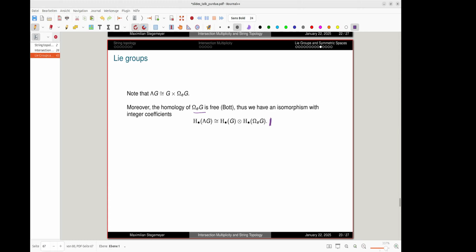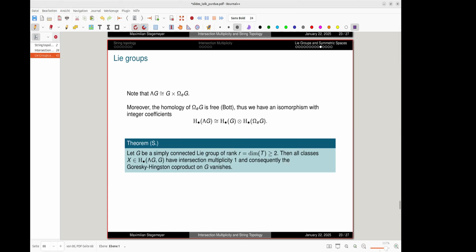Since this homeomorphism is very explicit, we can very explicitly talk about our cycles in the free loop space that generate the homology. And then indeed we get that for simply connected Lie groups of rank r greater or equal than 2, all classes have intersection multiplicity 1, and correspondingly the Goresky-Hingston coproduct on G vanishes.